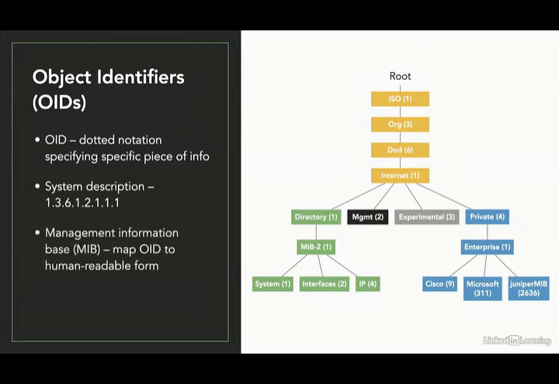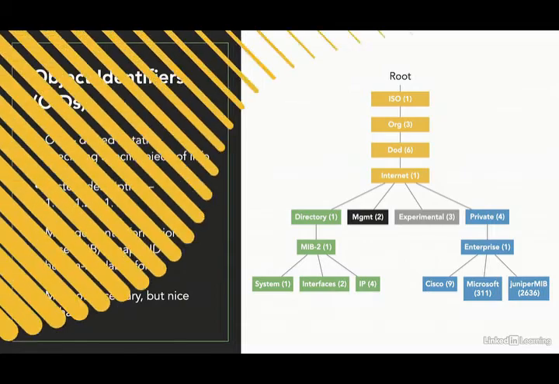Management Information Bases, or MIBs, will take these OIDs and map them to a hierarchical human-readable form. MIBs aren't always necessary for SNMP's function, but it makes it much easier to utilize. MIBs generally make it easier to add new monitoring points into an existing network monitoring system.